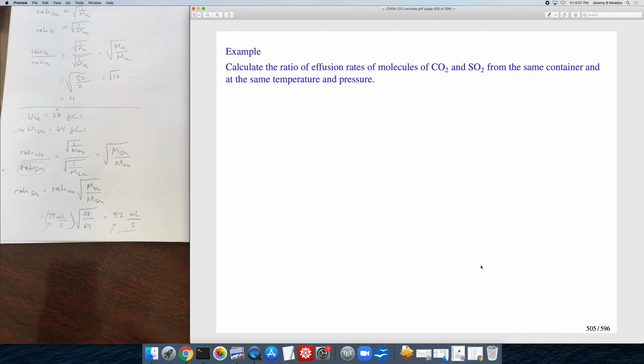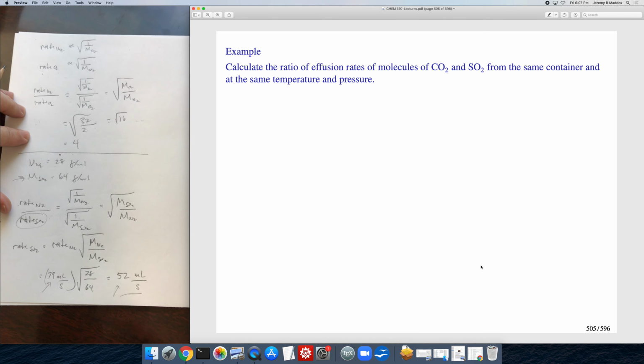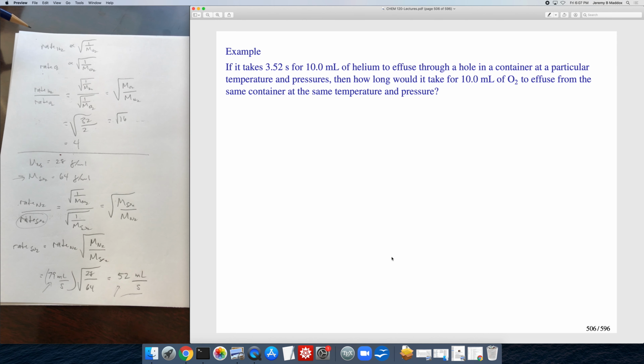This is identical to the problem that we did before. The only difference is they want us to replace the gases hydrogen and oxygen with CO2 and SO2. So I'll leave this as an exercise for you guys to try. We're going to go ahead and take a look at this problem.